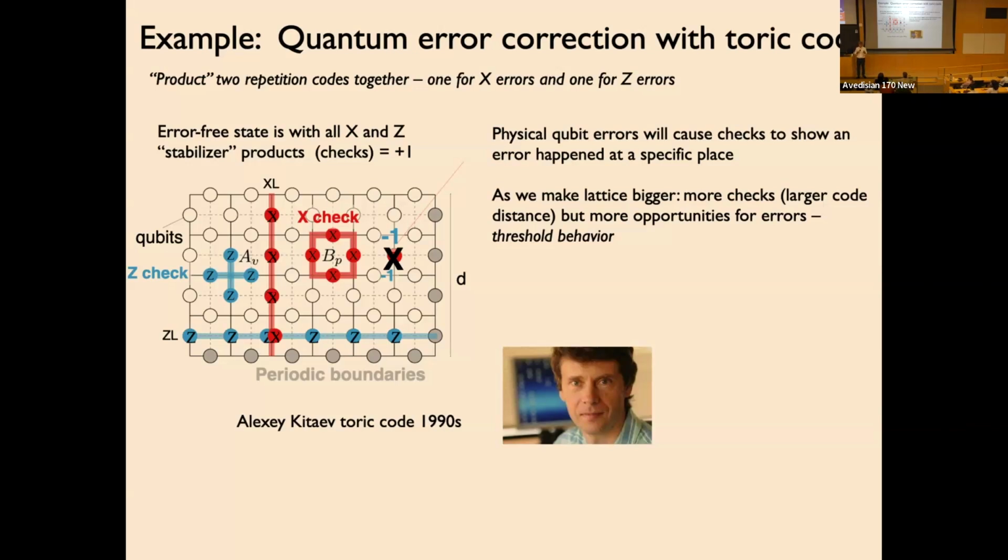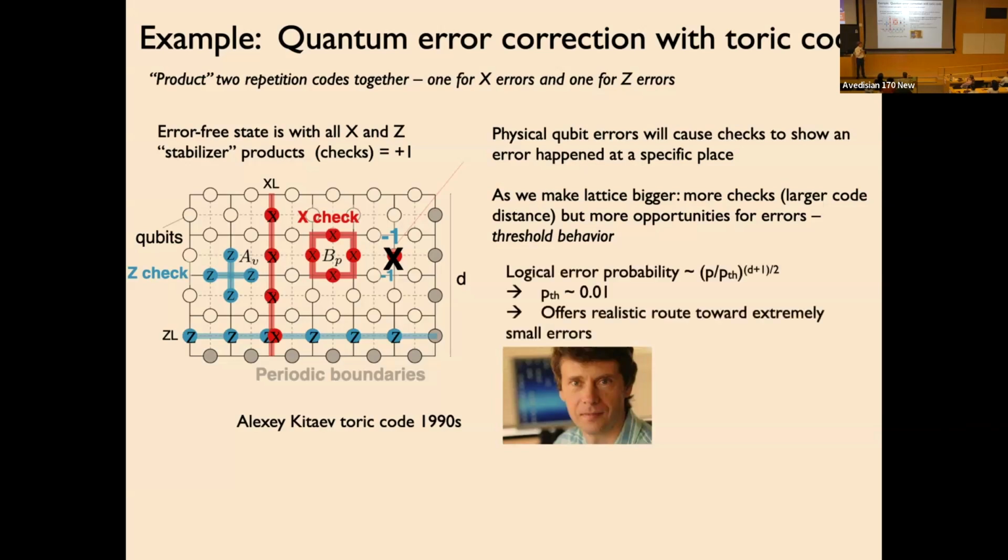So what you can see is that, depending on how this entire code is constructed and how it works, it can have this threshold behavior. And indeed, it turns out that the surface code has a threshold behavior. So if your error is smaller than a certain threshold error, which is typically around 1%, then the logical error probability would be suppressed exponentially with this code distance, right?